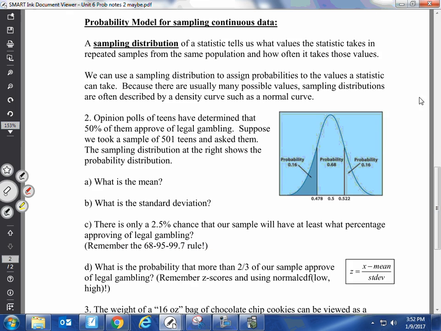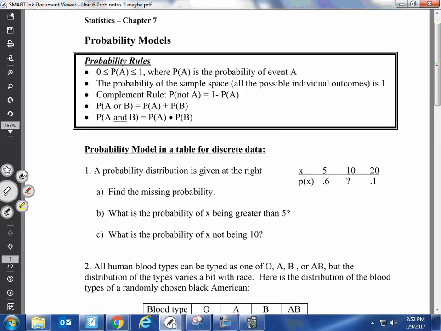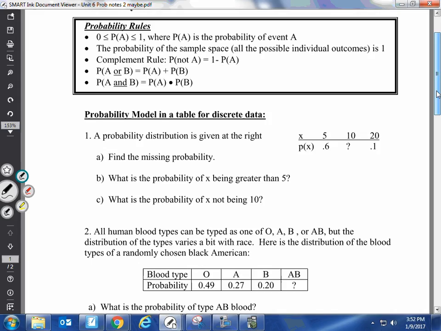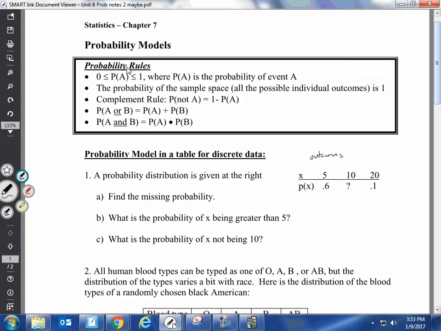It's a fairly simple lesson, at least for this first page. The second page will require a little bit of review of our normal distributions, which we'll do. So here's a probability distribution. We have values of 5, 10, and 20, which are just outcomes, and their probabilities: 0.6, some blank, 0.1. And I ask you to find the missing probability. Well, with probabilities, we always add up to 1. The probability of the sample space, all the possible individual outcomes, is 1. So if this is 0.6 and this is 0.1, that's 0.7. This middle has to be 0.3.